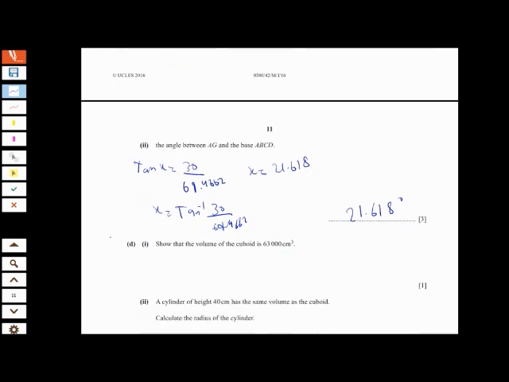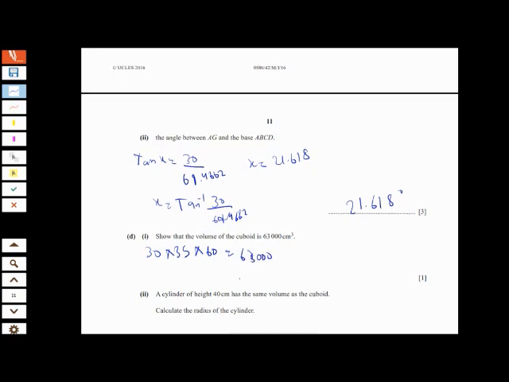Now show that the volume of the cuboid is 63,000. The volume of the cuboid is basically the base times height times the width. So it's 30 times 35 times 60, which is 63,000. And there you have it shown.